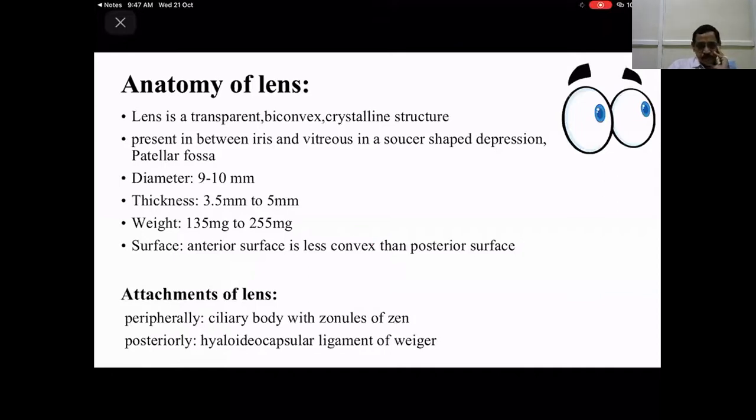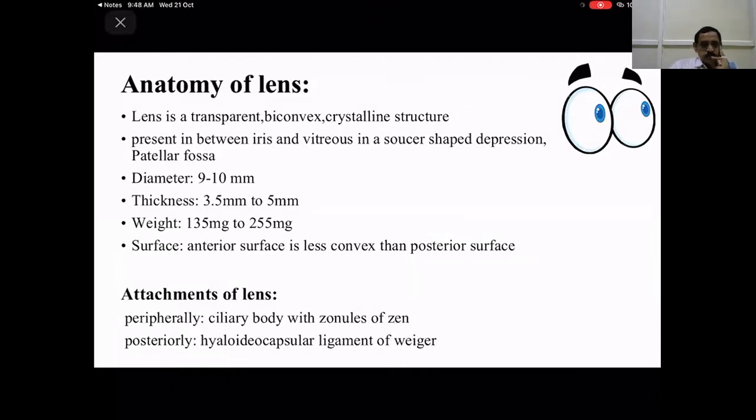It is placed in between the iris and vitreous in a saucer-shaped depression, that is the patellar fossa. The diameter is 9 to 10 millimeter. Thickness is 3.5 millimeter to 5 millimeter. Weight is 135 mg to 255 mg. And the surfaces: the anterior surface is less convex than the posterior surface.